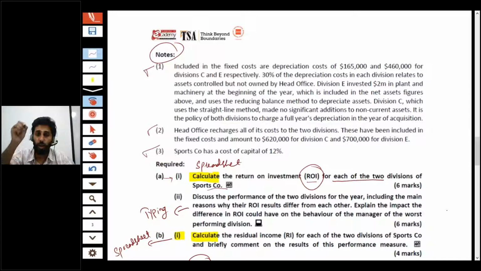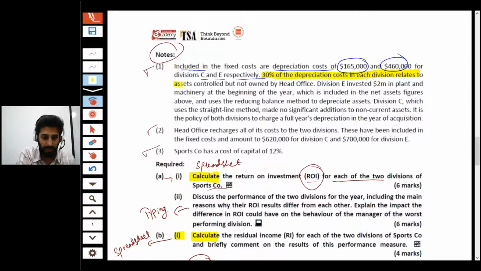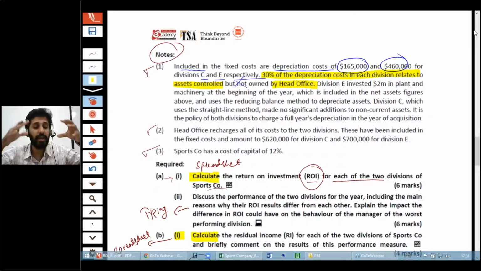Now, included in the fixed cost are depreciation of 165,000 and 460,000 for divisions C and E respectively. 30% of the depreciation relates to the assets controlled but not owned by the head office. That means the important point is that the divisional manager does not have control over it, right?